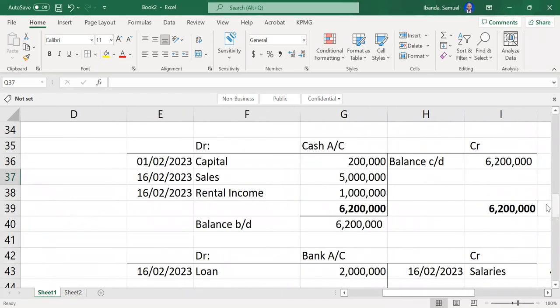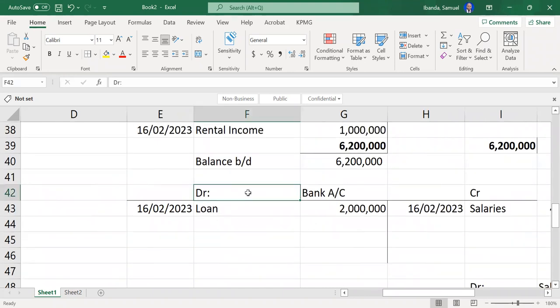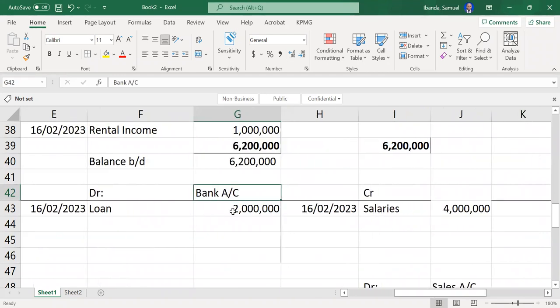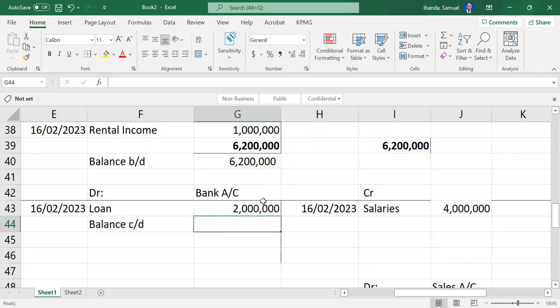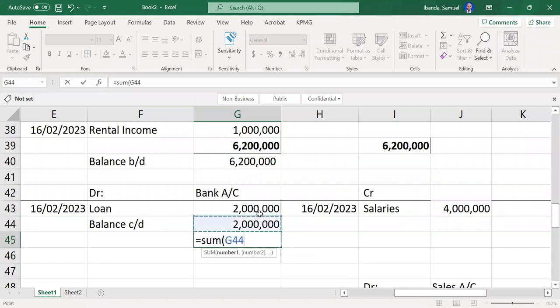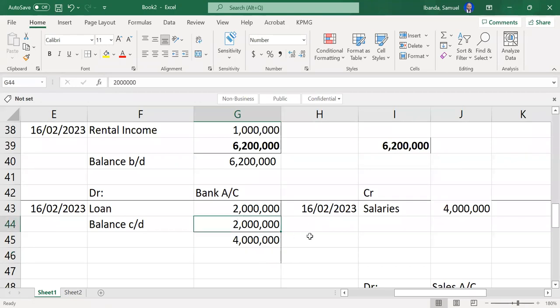So I'll proceed to balance off my other accounts. I'll balance off my so-called bank account. So bank account has a loan of 2 million here, and here we have 4 million. So it means that this side is actually more. So what this means is that I'm going to have my balance carried down of 2 million. Since this is 4 million, the difference is that. So when you add up, you get 4 million there.